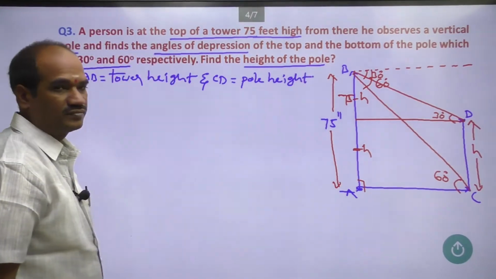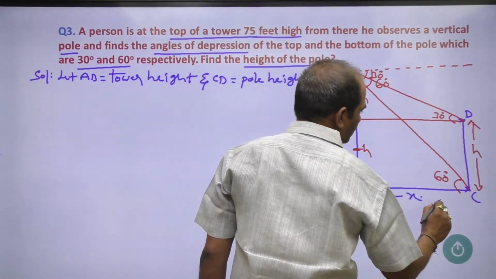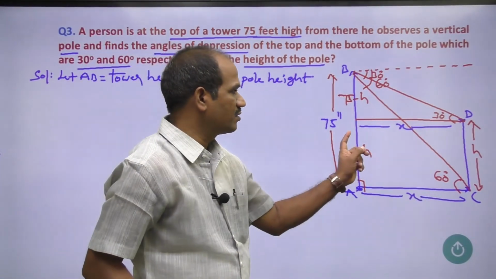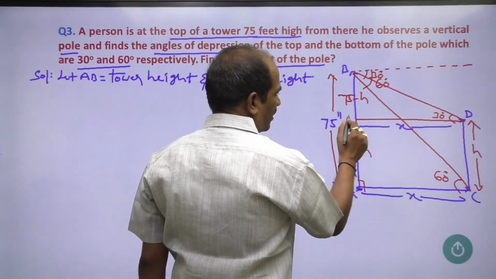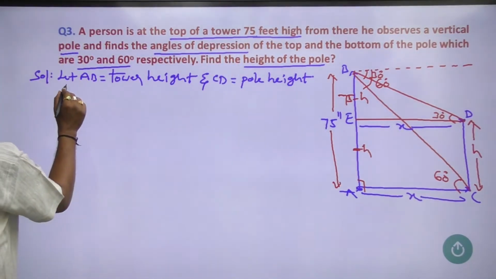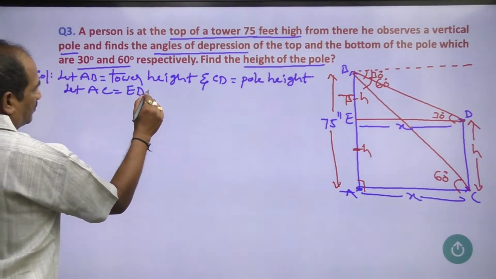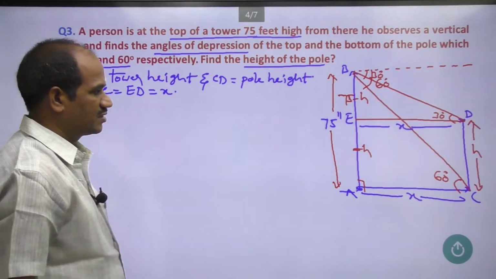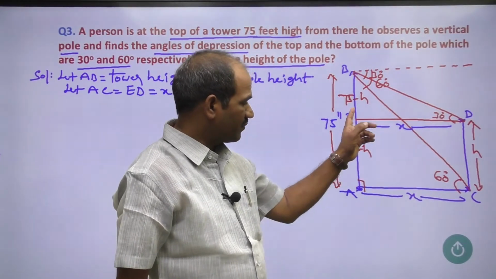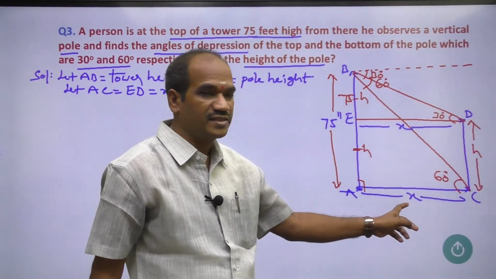Here this distance is x meters, and this distance is also x meters. Here the point is E, so AC is equal to ED, let that be x. So first the triangle ABC: tan 60 equals opposite side by adjacent side.